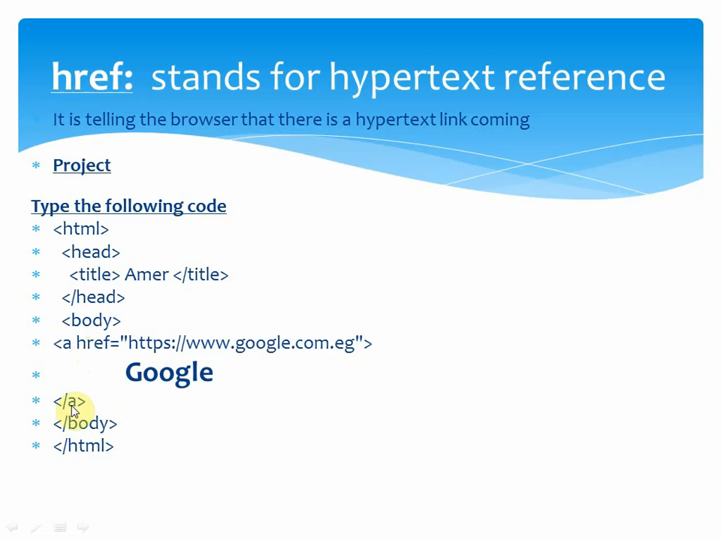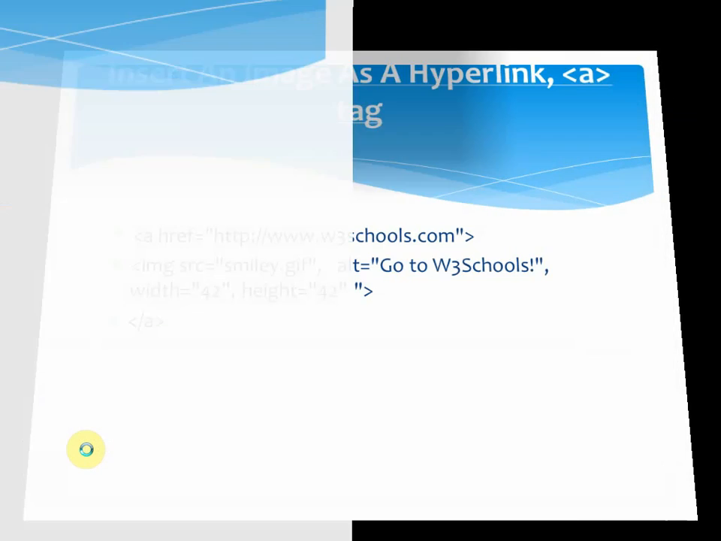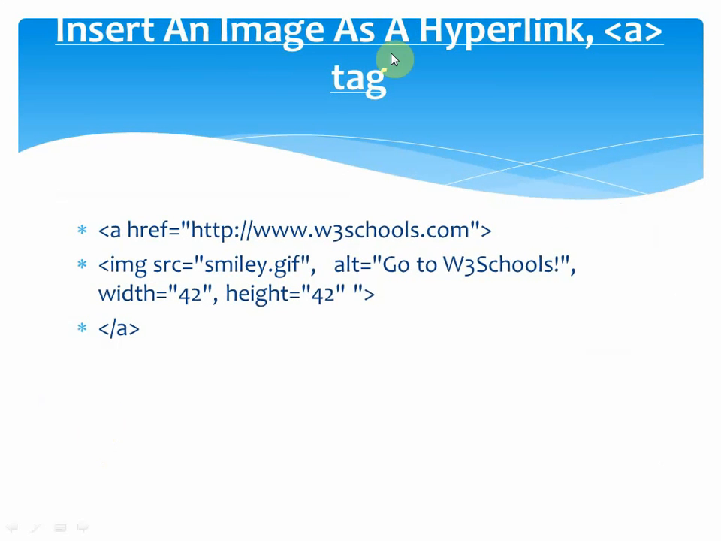A closing tag for the tag elements, closing body, closing HTML. Inserting an image as a hyperlink is the same. Instead of putting the word Google as a text, I will put the image tag. And then for the image, we will control the size, the width, and the alternate text.